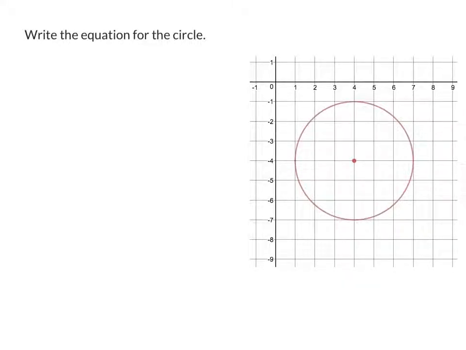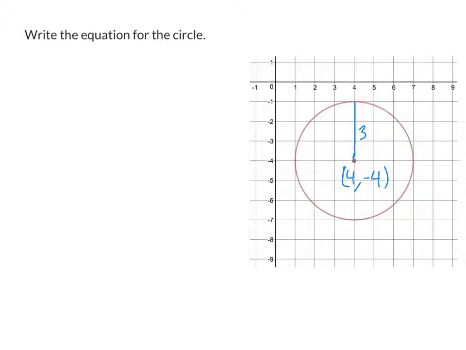Hello. In this video, we're going to be working on writing the equation for a circle. Over here I have a circle, and you can see that it has a center at the ordered pair (4, -4). We can also see that it has a radius. If I just measure straight up here, we can count 1, 2, 3 boxes. It has a radius of 3. So we can use that information to help us write the equation for the circle.